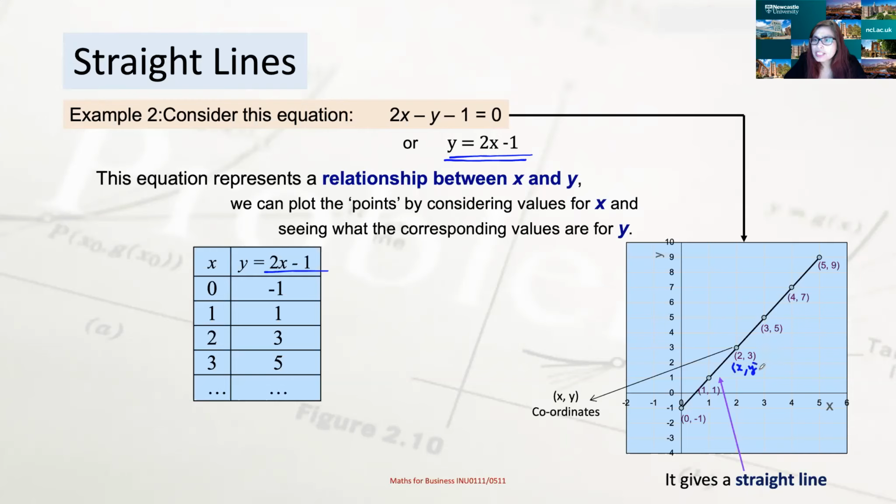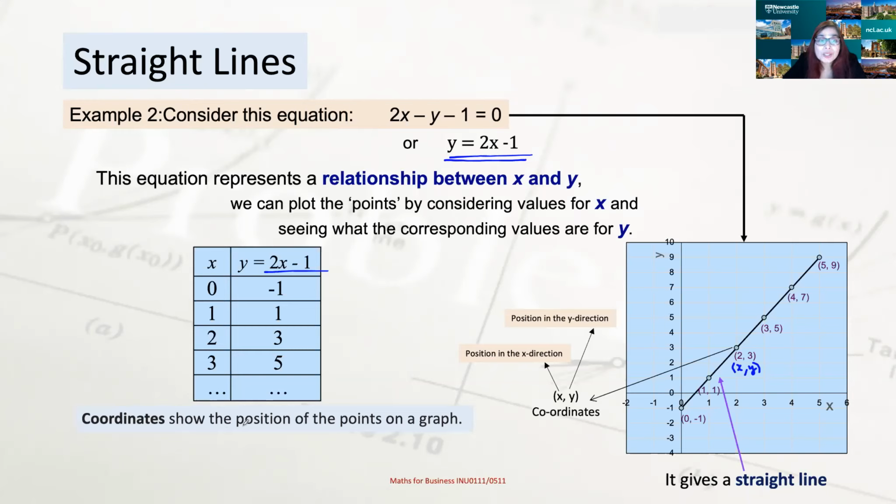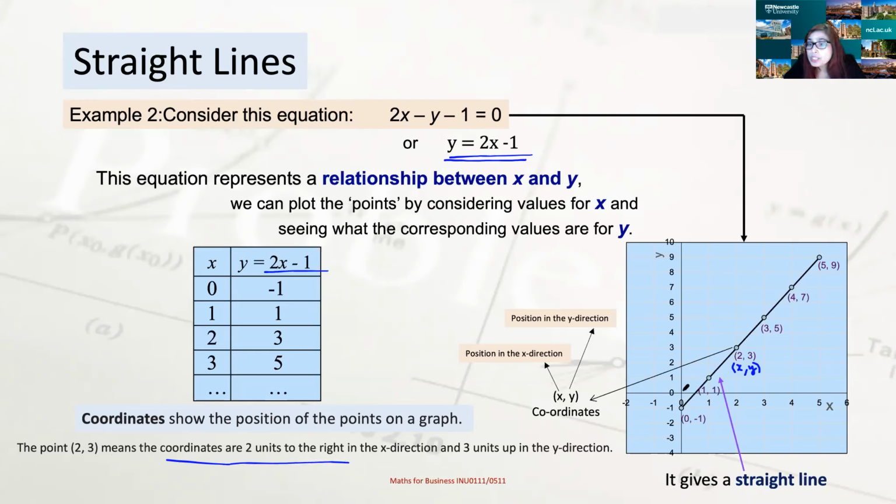What do these coordinates represent? The first value, x, represents the position of the point in the x direction, and the second value, y, helps us with the position of the point in the y direction. So coordinates just help us show the position of points on a graph. For example, let's take the point 2, 3. It simply means that the point is 2 units to the right.